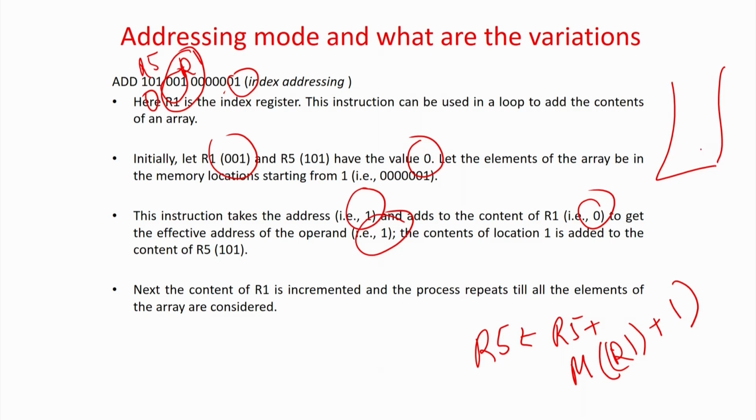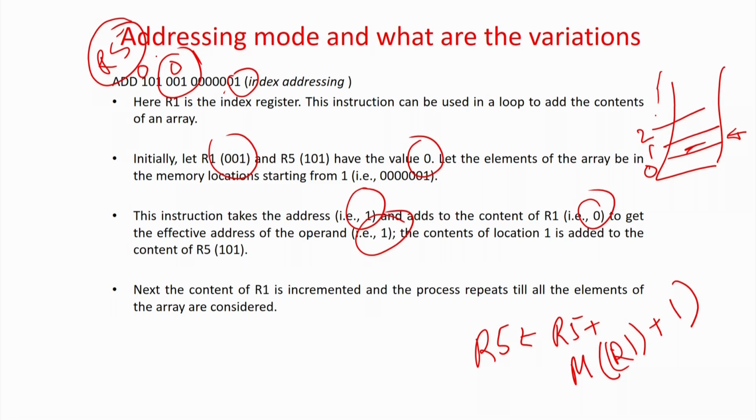The memory looks something like this: 0 is garbage, 1 has some data, 2 has some data and so forth. Initially both R5 and R1 are reset, so both have the value of 0. So, 0 plus 1 is 1, and you are going to address this value. Whatever the content is will be added to 0, the content of R5, and stored over here. Next, you will increment the value of the register R1. Then, as I told you, whatever is present over here will be added to the contents of R5, which is now 0.